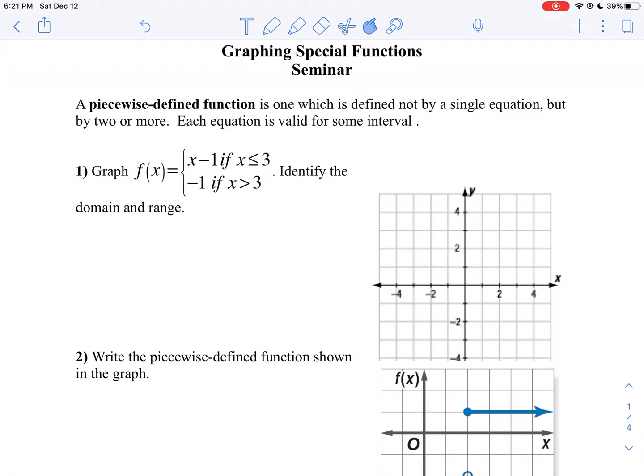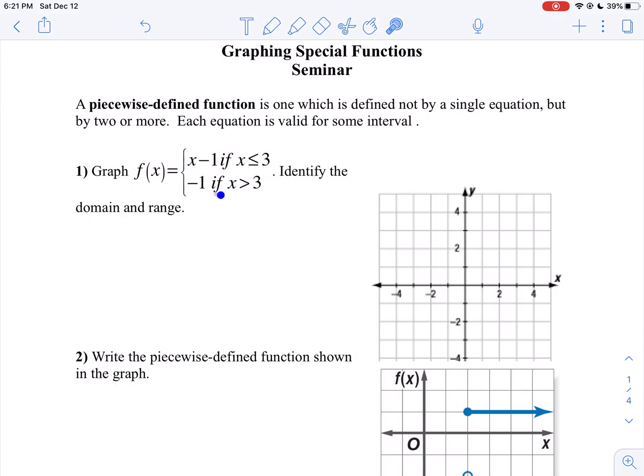A piecewise defined function, our first vocabulary word, just means it comes in different parts. Depending where you are on the graph, you're going to follow different rules. On example 1, we have this piecewise defined function. For any value x that is less than or equal to 3, we're going to use the rule x minus 1. For any x that's greater than 3, we're going to use the value of -1. So that's going to be a horizontal line going through -1.